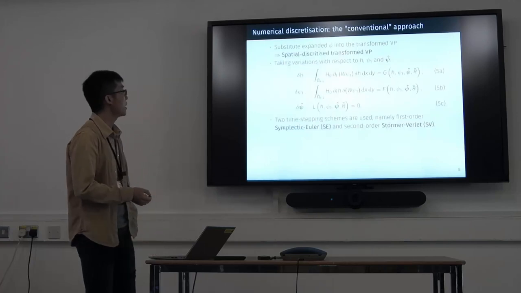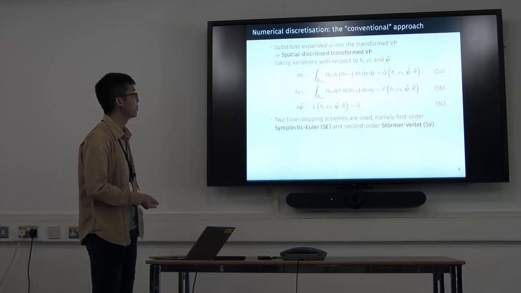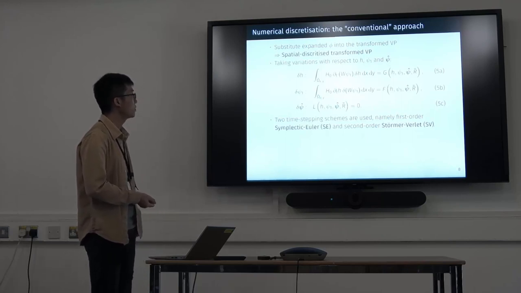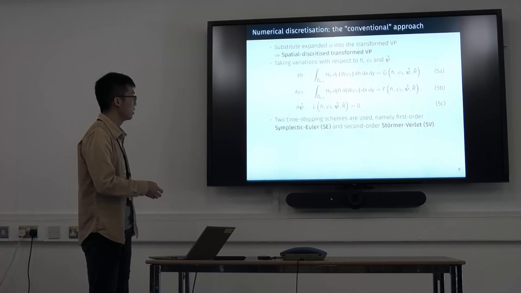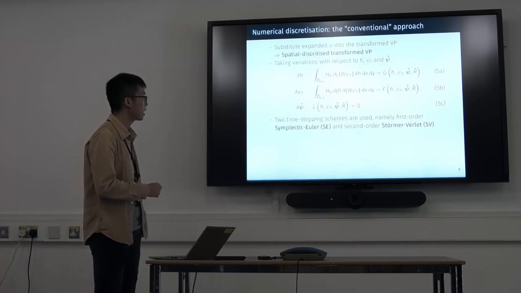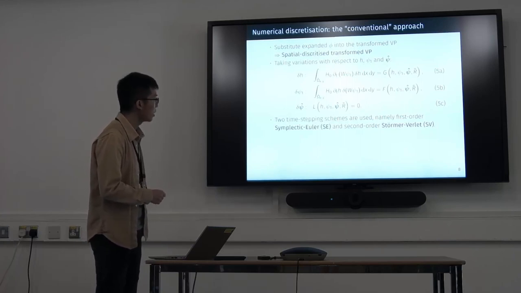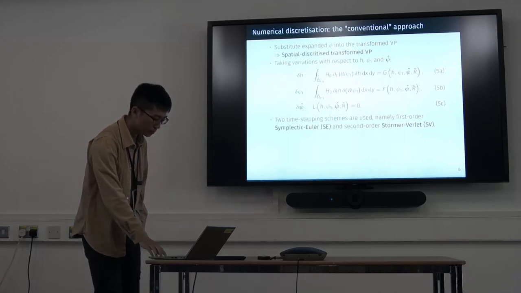After we substitute the expanded phi into the transformed VP, we can finally obtain our spatially discretized transformed VP. Then, taking derivative variations with respect to the three unknowns, we get three weak forms. Next, we apply two time-stepping schemes onto these three weak forms, namely the first-order symplectic Euler scheme and the second-order Störmer-Verlet scheme.